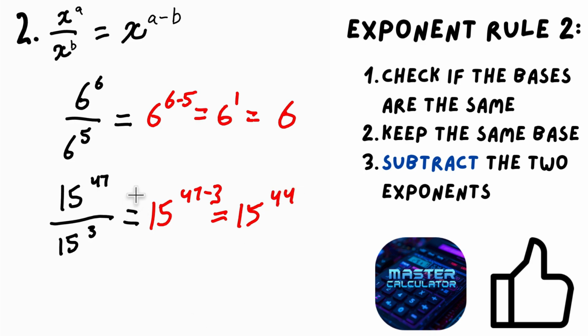And this one also, like the other one, the bases have to be the same. So you can't do like 6 to the power of 6 divided by 5 to the power of 4. You cannot do 6 to the power of 2. So the bases need to be the same for this trick to work.